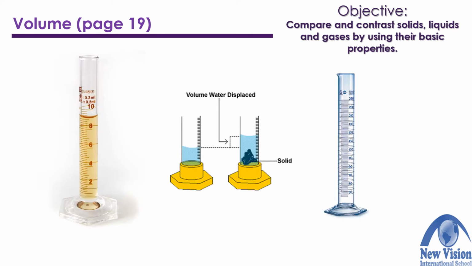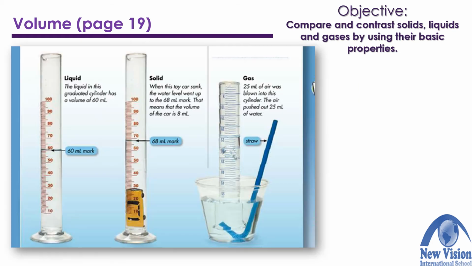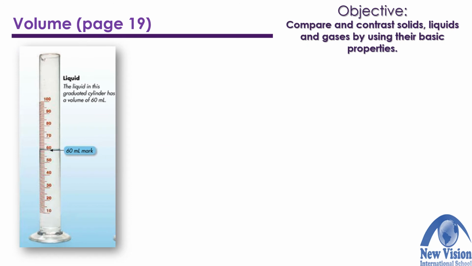We can use a graduated cylinder to find the volume of substances. To find the volume of a liquid, you just need to pour the liquid into the graduated cylinder and read the volume on the scale at the surface. The liquid in this graduated cylinder has a volume of 60 ml.